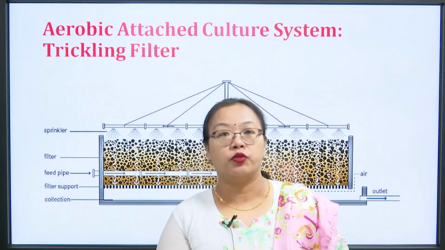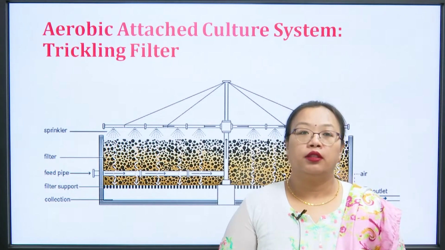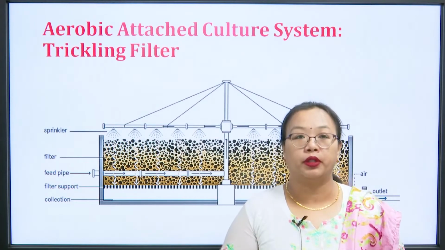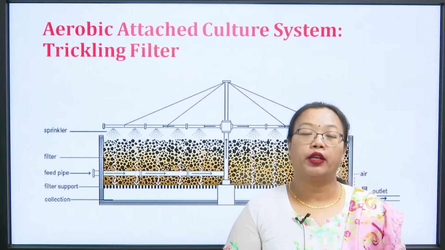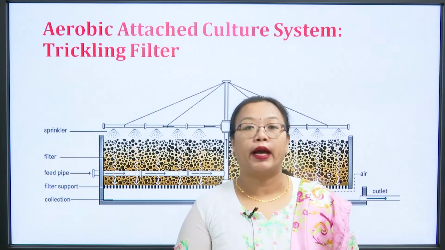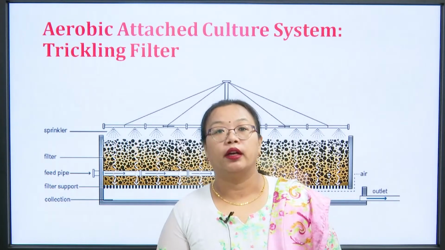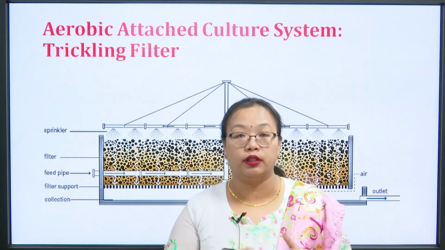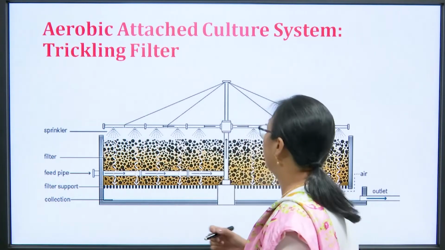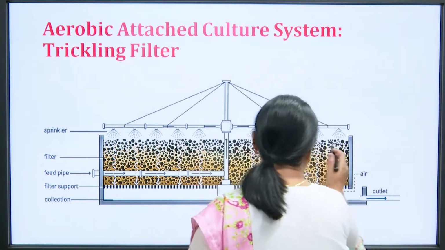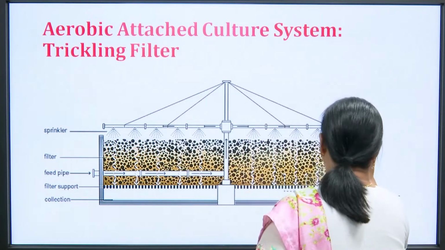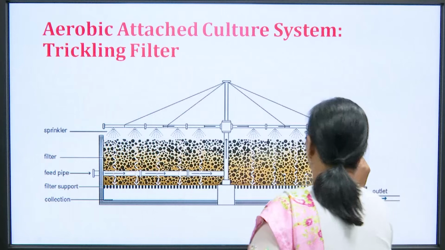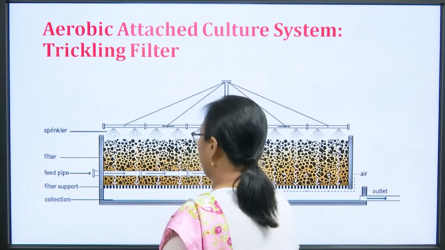So, this diagram shows a trickling filter, and as I already discussed before, trickling filter is an aerobic attached culture system, right. The cultures are attached to the filtering media. So, as you can see here, this is the trickling filter, and what you see here is that these black things are the filter media, right.